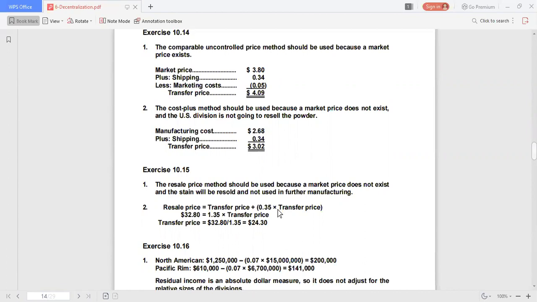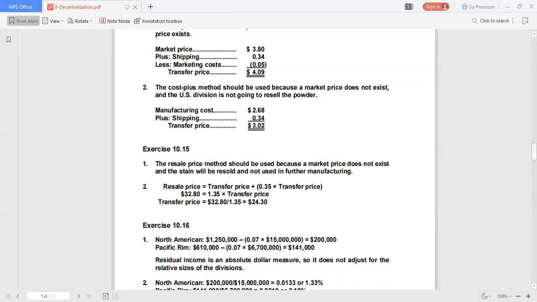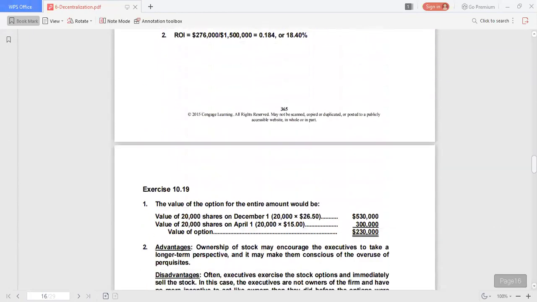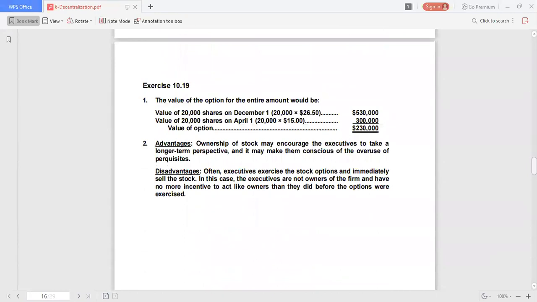Then we move on to 19. Okay, for exercise number 19, related to stock options.